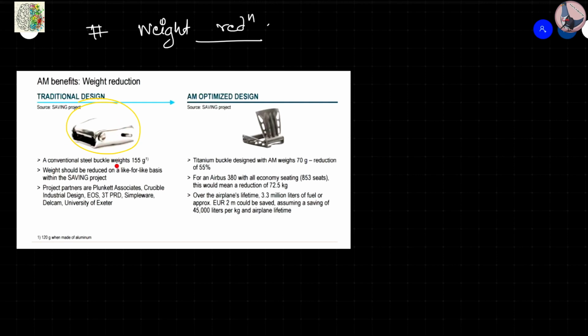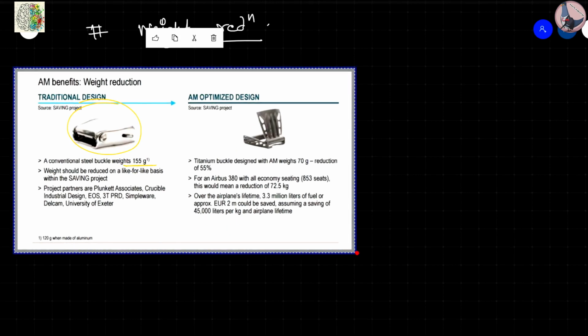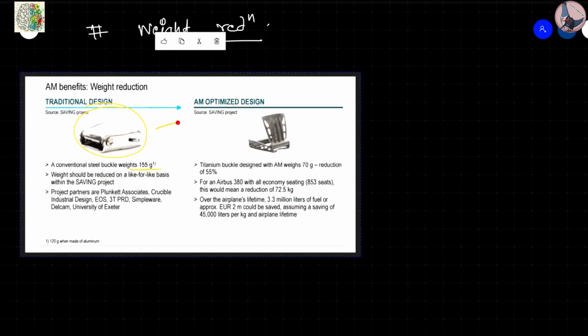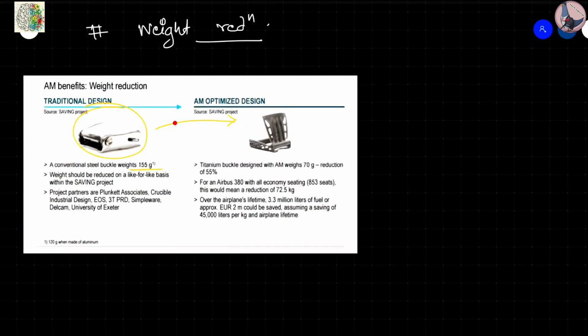A conventional steel buckle will weigh around 155 grams. If you make it of steel, this is the minimum you can expect. But if you make it of titanium with some modified dimensions, like you can see there are some holes and ridges, those design modifications are for strength. Making this by subtractive manufacturing is very difficult, whereas by additive manufacturing you can make it very easily. This will have a weight which is 55% less than this.